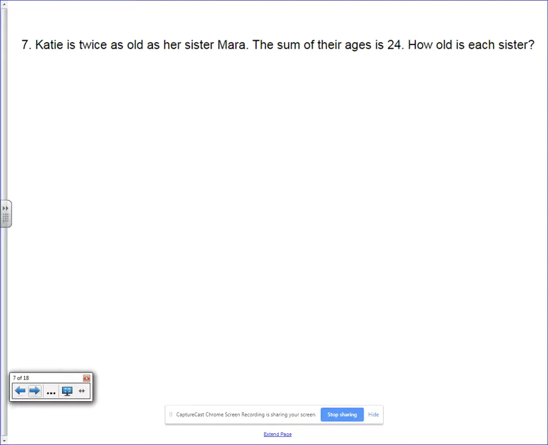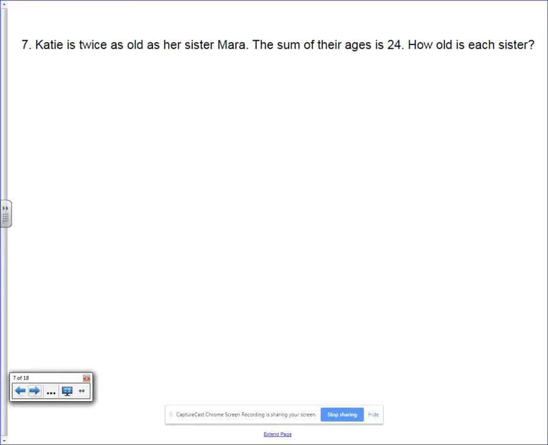All right, we're going to get a little bit more difficult here. Katie is twice as old as her sister Mara. The sum of their ages is 24. How old is each sister? Now it says how old is each sister, and there's 2 of them. So I have 2 unknowns here, but I'm only allowed to use one variable.